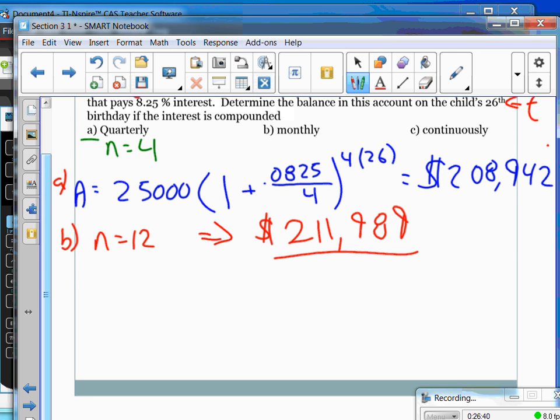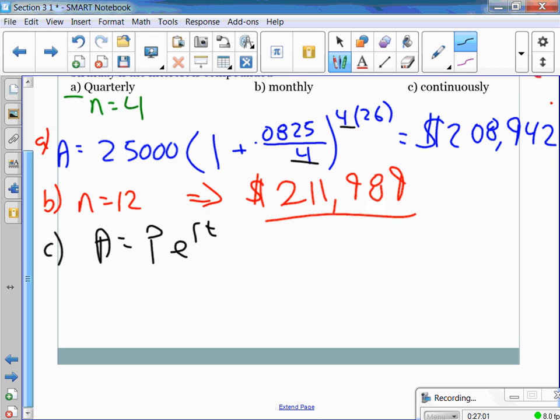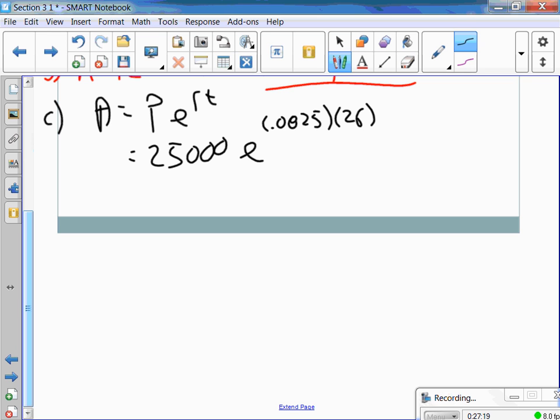What about C? Different formula now, though, right? We're using our A equals P e to the RT, so our 25,000 times e raised to the 0.0825 times 26. 213, I'm sorry, 213,500.